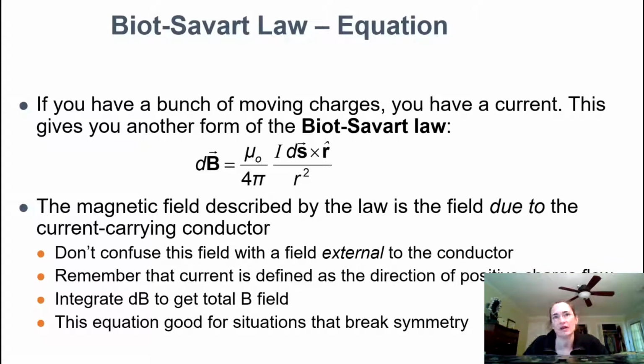So you have to integrate this little dB form that's on the slide in order to get the total magnetic field. Now this is the field caused by that current, so if there's some external magnetic field too, then you would have to add that in. It's not covered if there's an external magnetic field there.